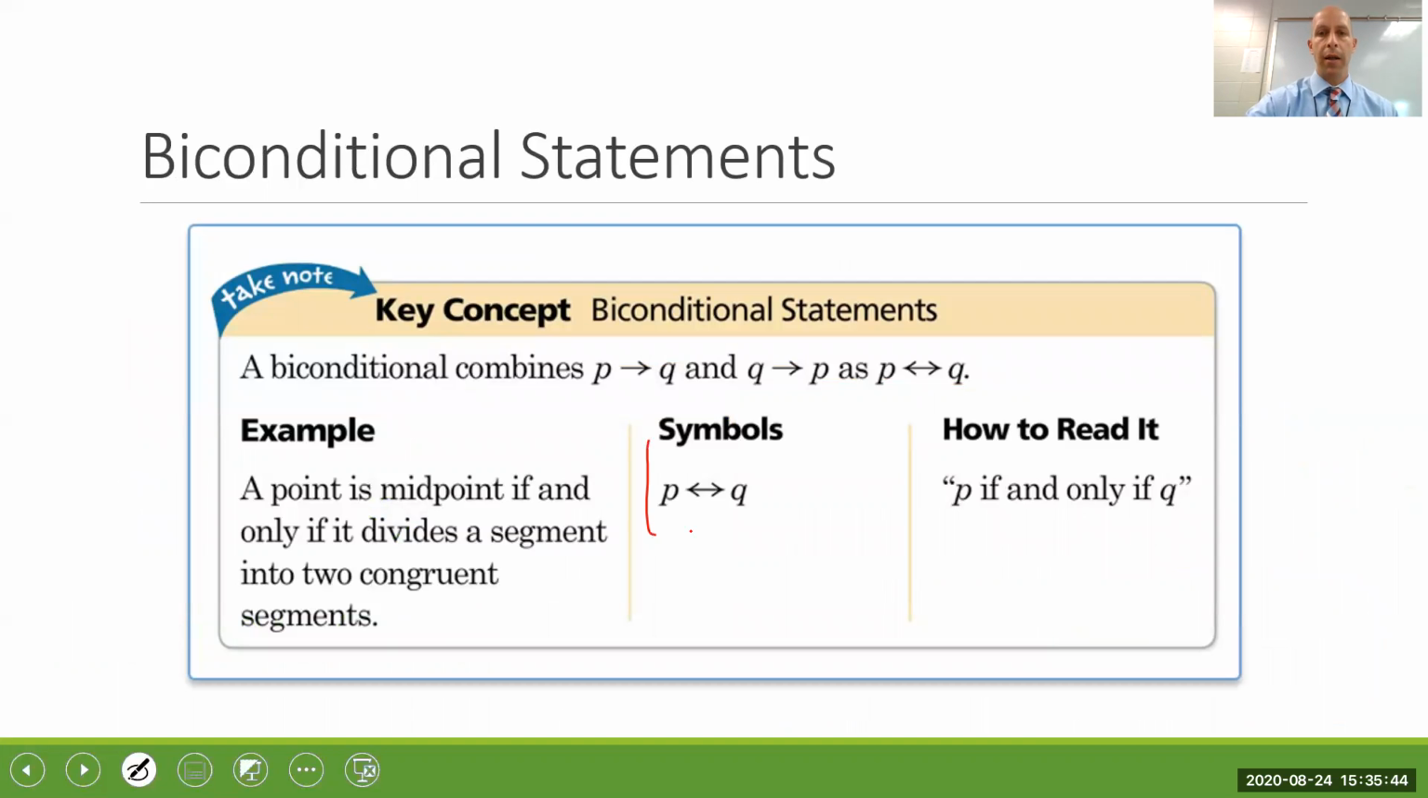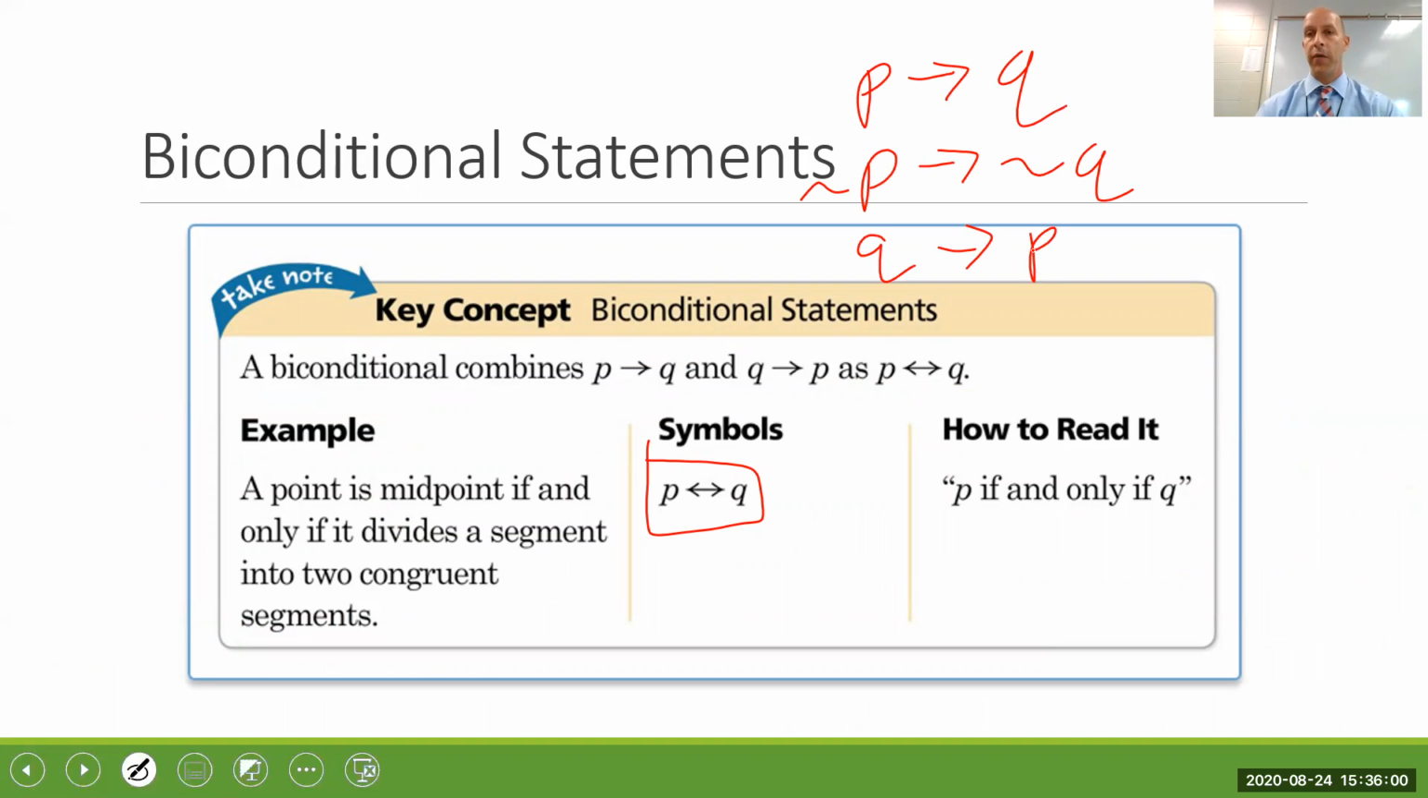So symbolically, up to this point, we've talked about P arrow Q. We've talked about negation P, arrow negation Q, which is called the inverse. We've talked about Q arrow P, which is called the converse. And we've even talked about not Q arrow not P, which is known as the contrapositive.